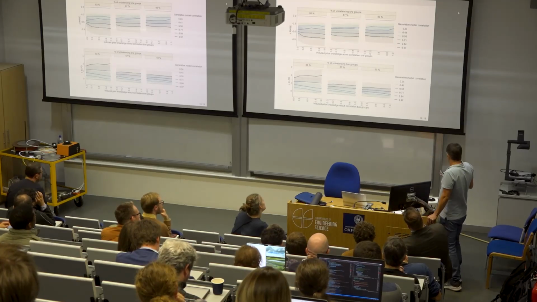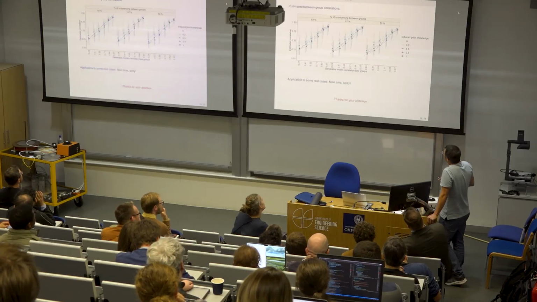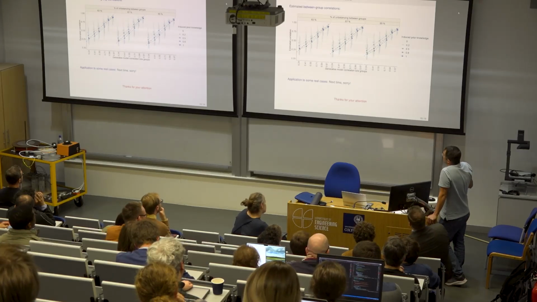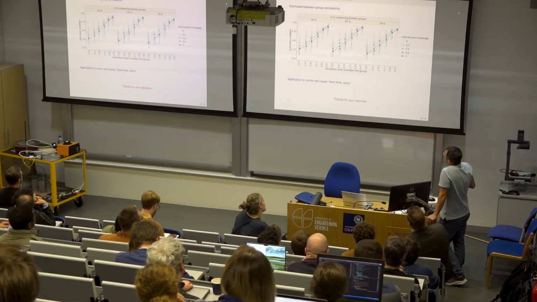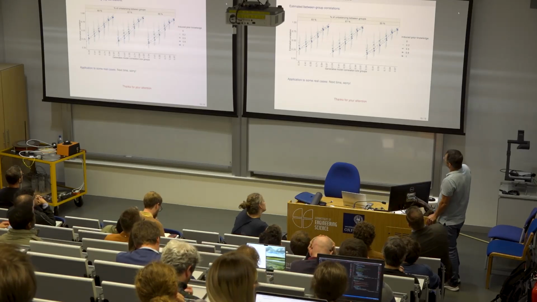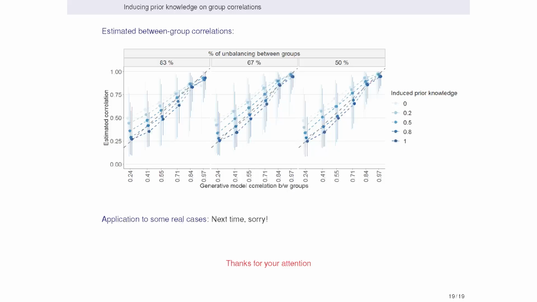However, if we look at the estimated correlation, actually, as expected, the estimated correlations between groups are more accurate when we induce prior knowledge about these prior distributions. So that's it.